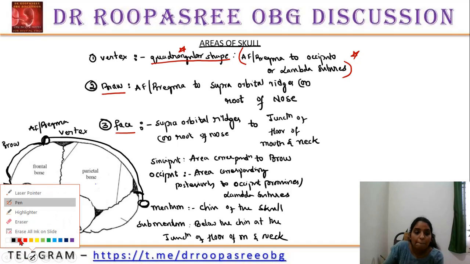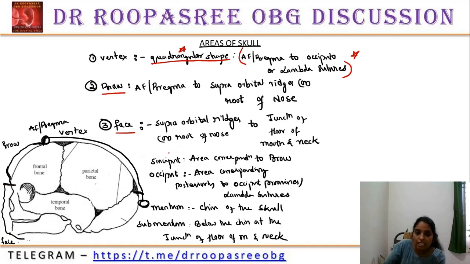And see, they'll be asking, what is sinciput? It means the area corresponding to the brow. What is the occiput? It means the area corresponding near the lambdoid sutures. They will be asking these questions also. Okay, these are short one-liners. Mostly they will be asking in the DNB because the anatomy part will be having more questions in case of DNB.